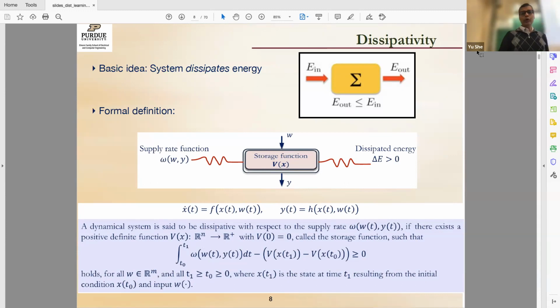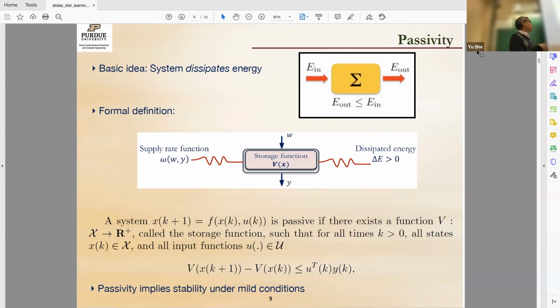You can also do it in discrete time. And in particular, passivity means that your supply rate is of the form U transpose Y. Again, think about voltage times current. And passivity is nice because if you can show that a system is passive, it is stable under mild conditions. And also passivity is compositional. If I take two stable systems and put them in feedback, they need not be stable, but passive systems in feedback are. So it's a limitation on stability. It's a smaller set, but it's nice.